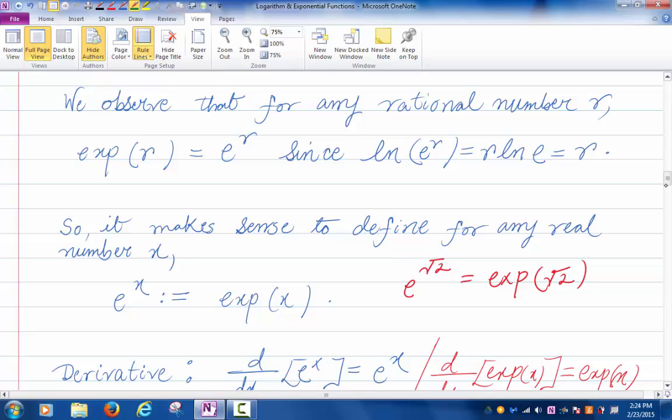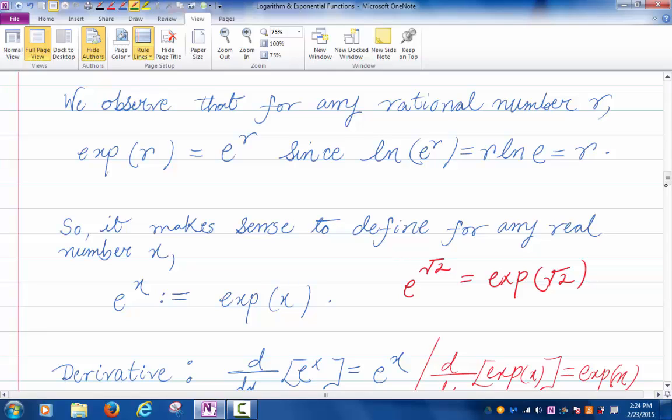Exp of r has an independent meaning, right? Exp of r means the inverse of the ln function evaluated at r. E to the r is some number, whatever that means from my beginning discussion, and I'm now claiming they are the same. For any rational number r, e to the r is the same as exp of r.